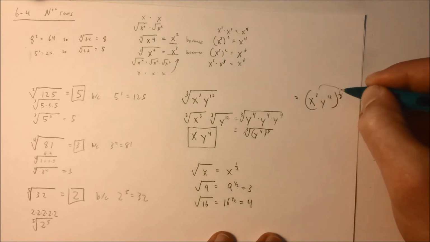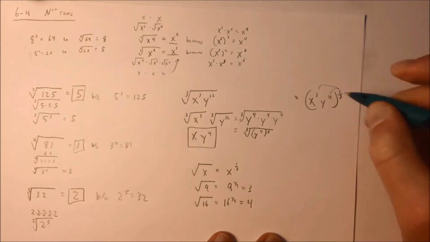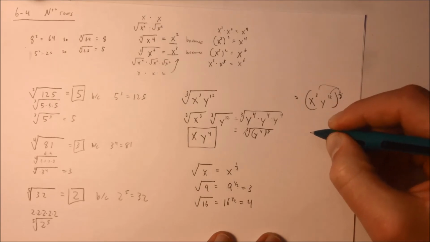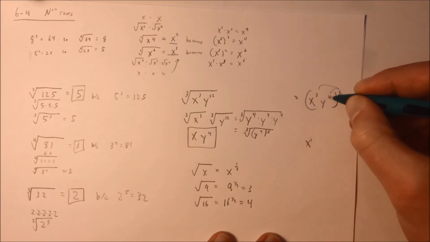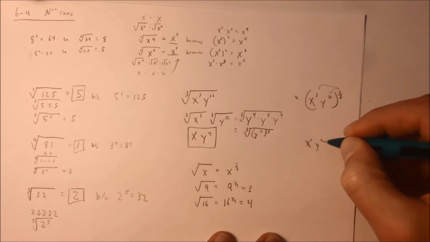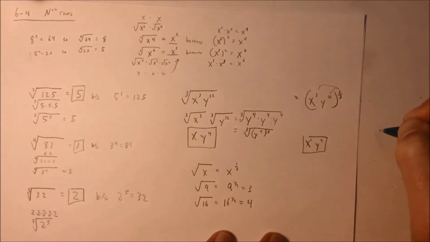Now, I can use my properties of exponents and just distribute that. 3 times 1/3 is just going to be x to the 1. 12 times 1/3 is going to be y to the 4th. And I get the exact same answer.